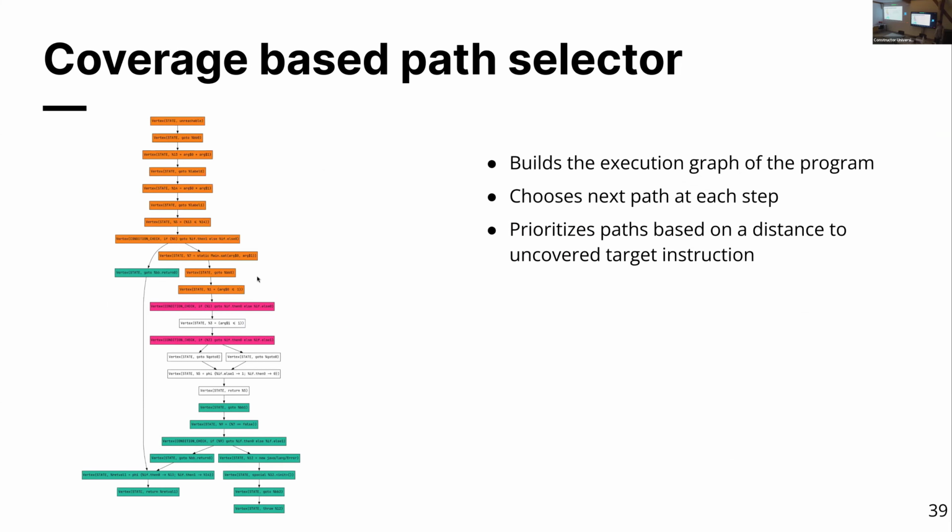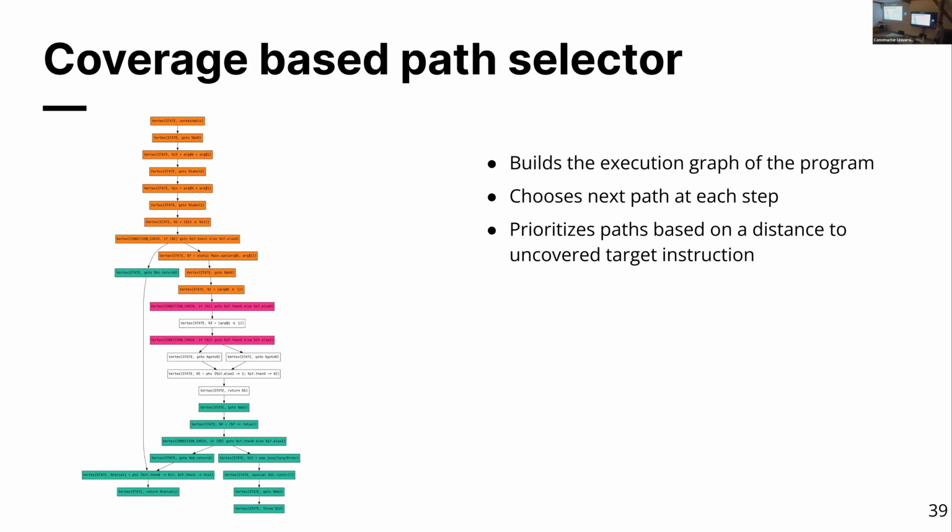In kex, we currently use something that we call a coverage-based path selector. We tried various different path selector implementations, and for now we stopped on this one. Basically, at each step of the execution, we build an execution graph of the program, and at each step we try to select a new path that is closest to the interesting instructions. I don't think you can understand what's on this image, but I hope you can understand the different colors.